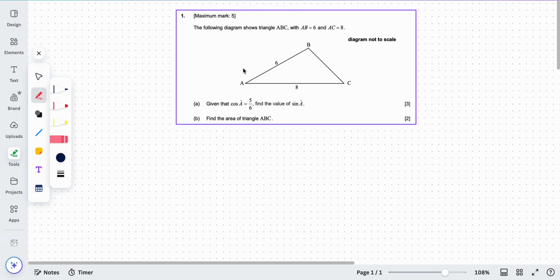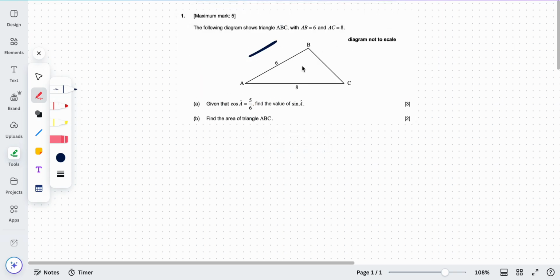So triangle ABC, AB, as you can see here, is 6, AC is 8. And given that cos A, so we can just mark the angle, is 5 over 6, find the value of sine A.